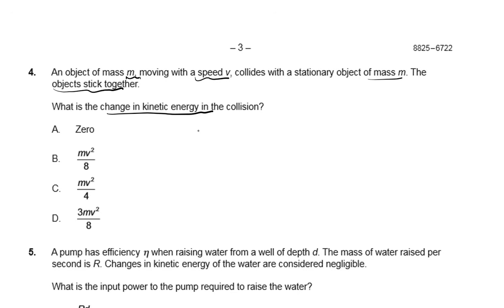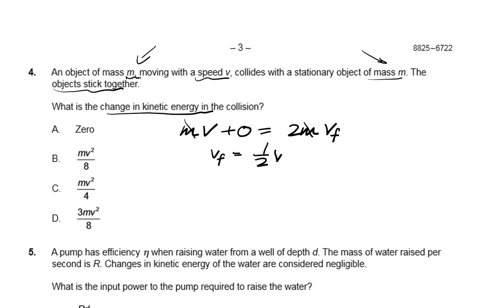So let's do the conservation of momentum to find the final velocity. So we have mv is the initial plus 0, right? Is equal to 2m. They have stuck together, so there's 2m. M and m, they have the same mass. And we have a v final, right? We don't know what that velocity is. And so now we can say v final is equal to half of the initial velocity, half v.